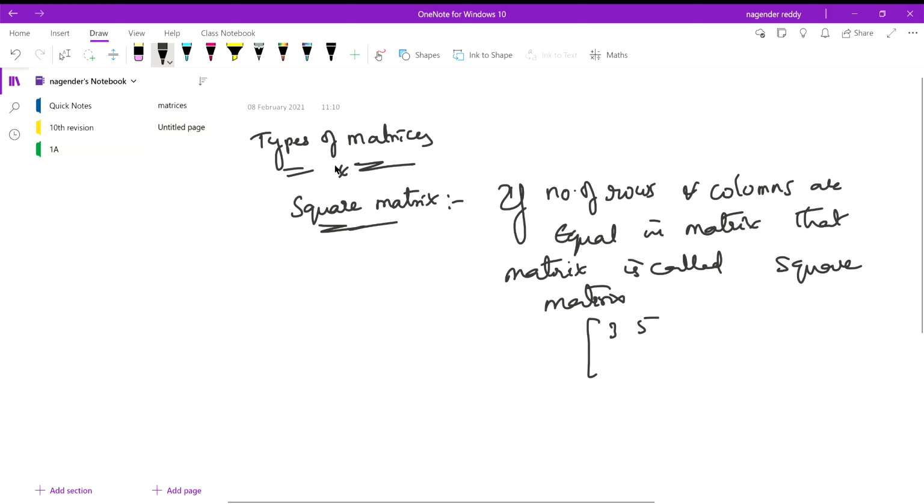For example, 3, 5, 1, 2, minus 3, 1, 6, 5, 0. Here the number of rows is 1, 2, 3, so it is 3 by, and how many columns are there? 1, 2, 3. That is 3 by 3. Here the number of rows and columns are both equal, so it is called a square matrix. Next, we'll go for the rectangular matrix.